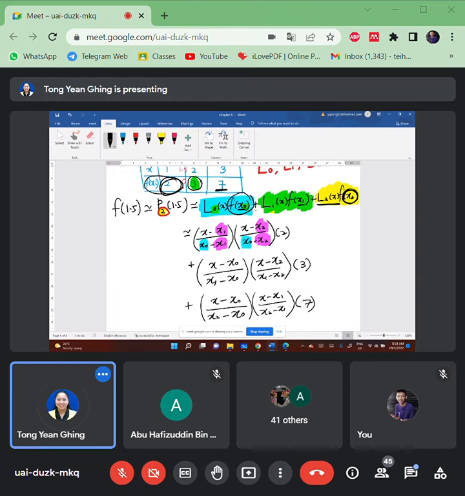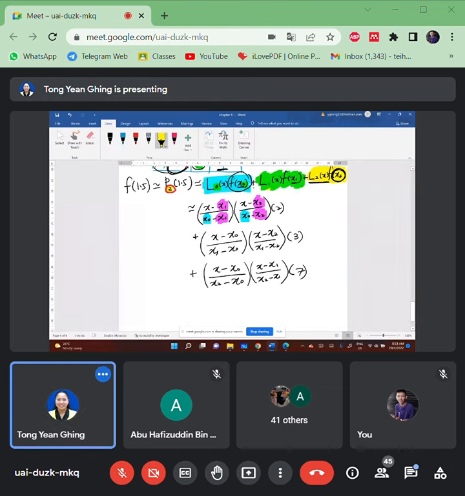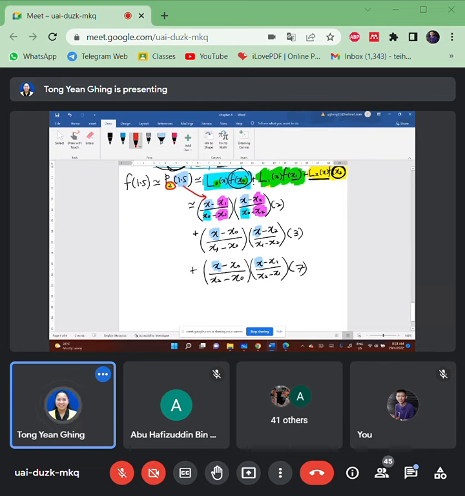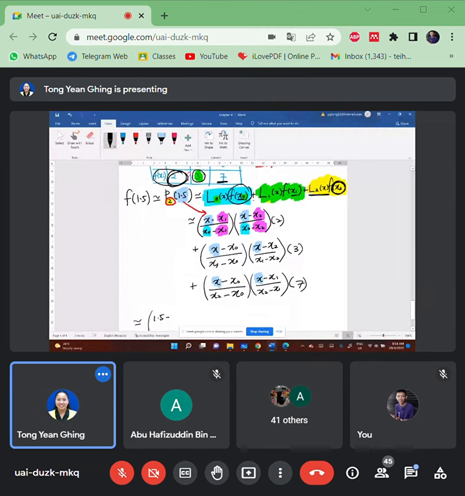Okay. So now the X here, since now we want to find the value of this one, 1.5. So that means X, this one, is 1.5. Substitute it in. Okay, so continue. So that means 1.5 minus X0, X1 is 1. X1 is this one, 3. This is X0, this is X1, this is X2.